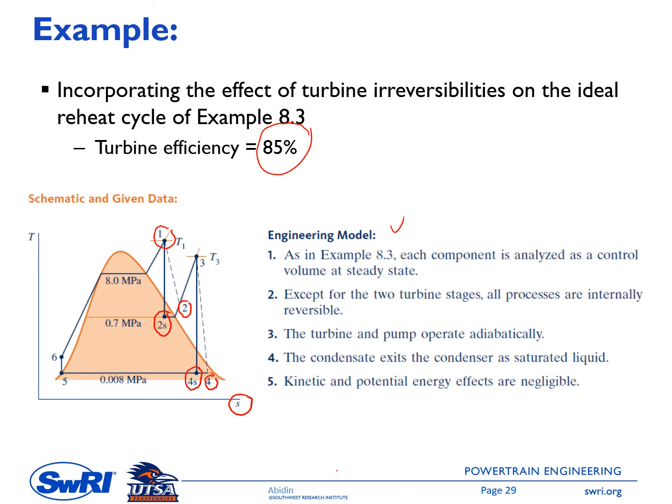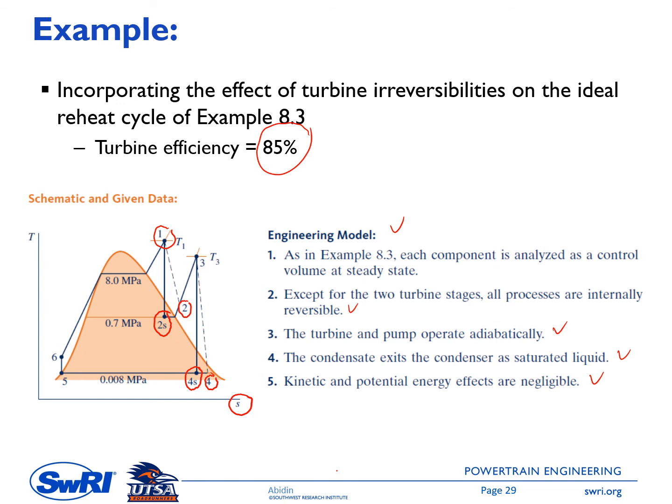Okay, this is the engineering model. The first assumption is the same: this is a control volume at steady state. Except for the two turbine stages, all processes are internally reversible. The turbine and pump operate adiabatically. State number 5 is saturated liquid, and we can ignore the effect of kinetic and potential energy.